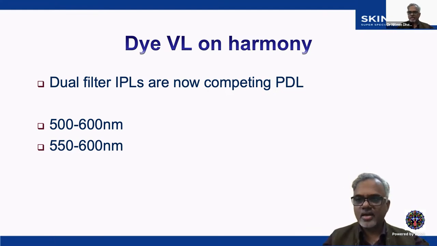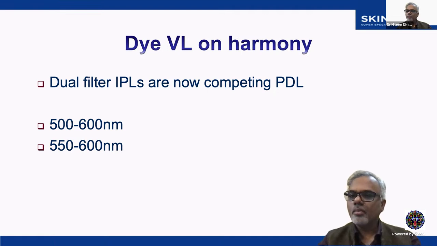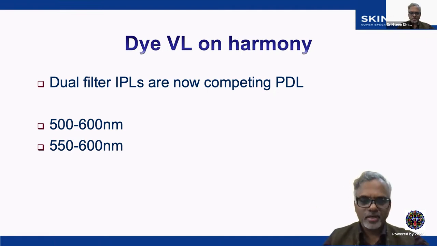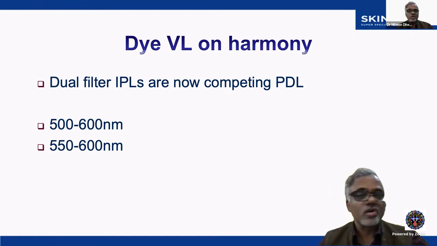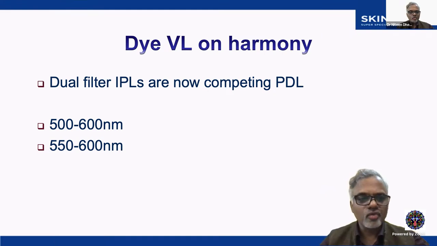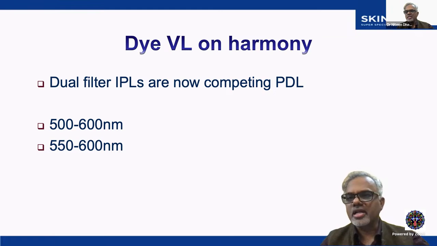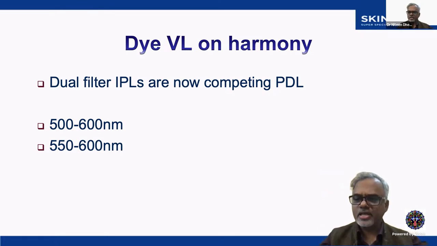And in this 500 to 600 range, you have the most absorption in hemoglobin. Another option is 550 to 600. It is still ideal because 532 is absorbed in melanin, while 580 is absorbed mainly in hemoglobin. So if you have something to filter out less than 550, and something to filter out more than 600, this type of IPL is best to target vascular lesions. We'll see how they are used here.